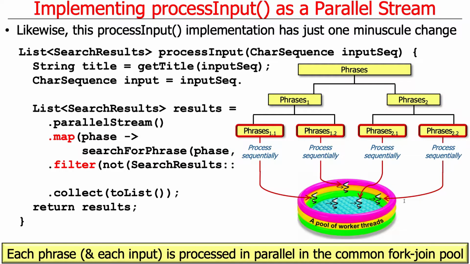So if you take a look under the hood, in this case, we take the phrases for a given input string, and then we take those phrases and we stick them into the same common fork join pool that everything else gets processed in. So each phrase and each input will be processed in parallel in the common fork join pool.